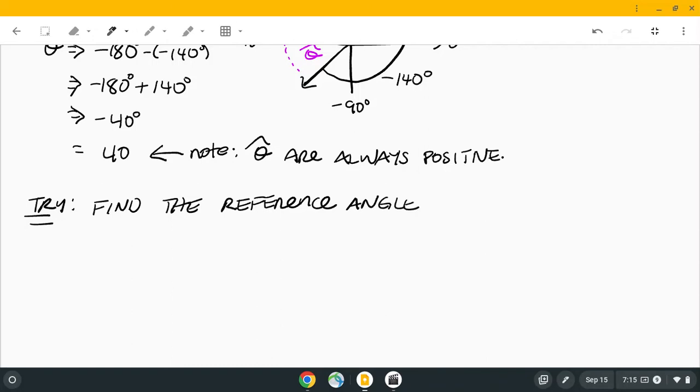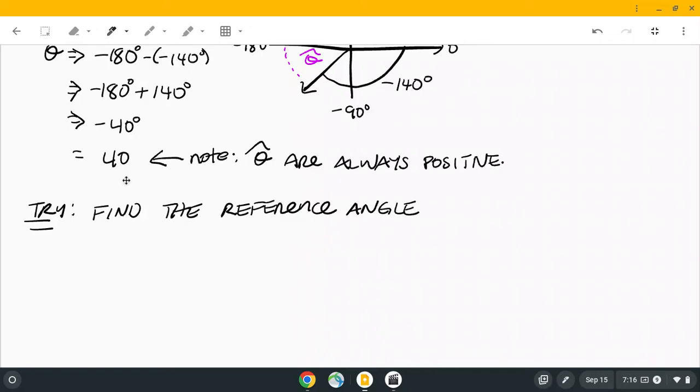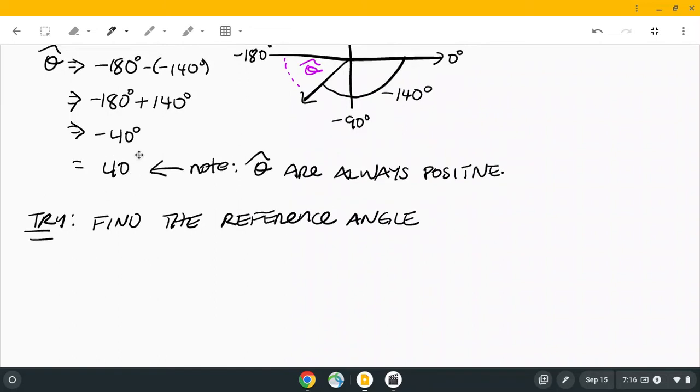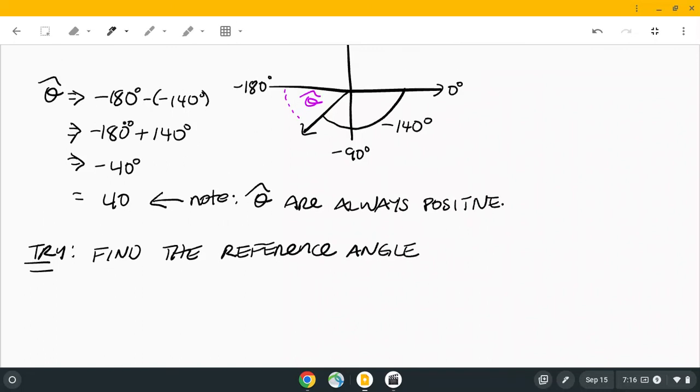Oh, you might be asking, well, that's 40. That's not 30, 45, or 60. Yes, it's not one that we memorized, but it is still the reference angle for negative 140 degrees. They all have reference angles. Whether or not it's an angle that we have memorized, it doesn't matter.